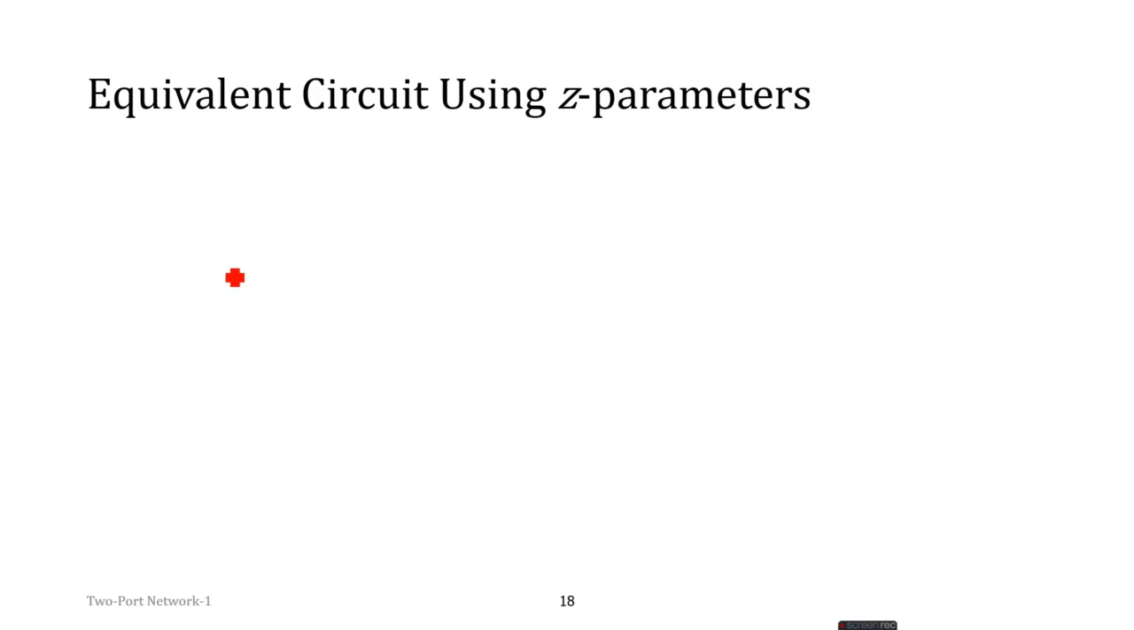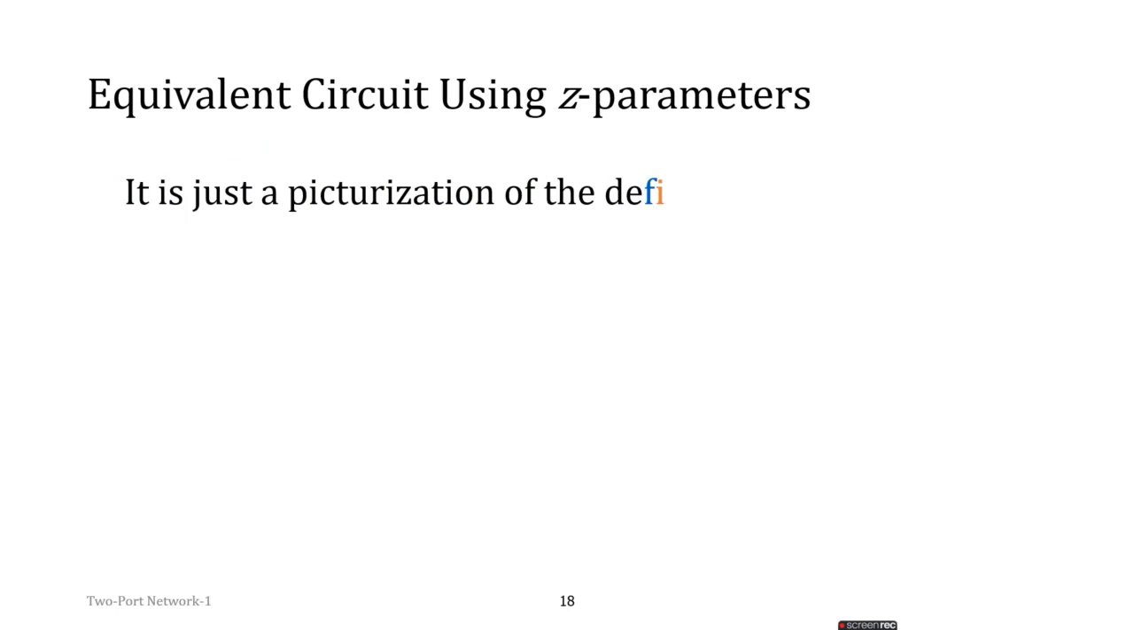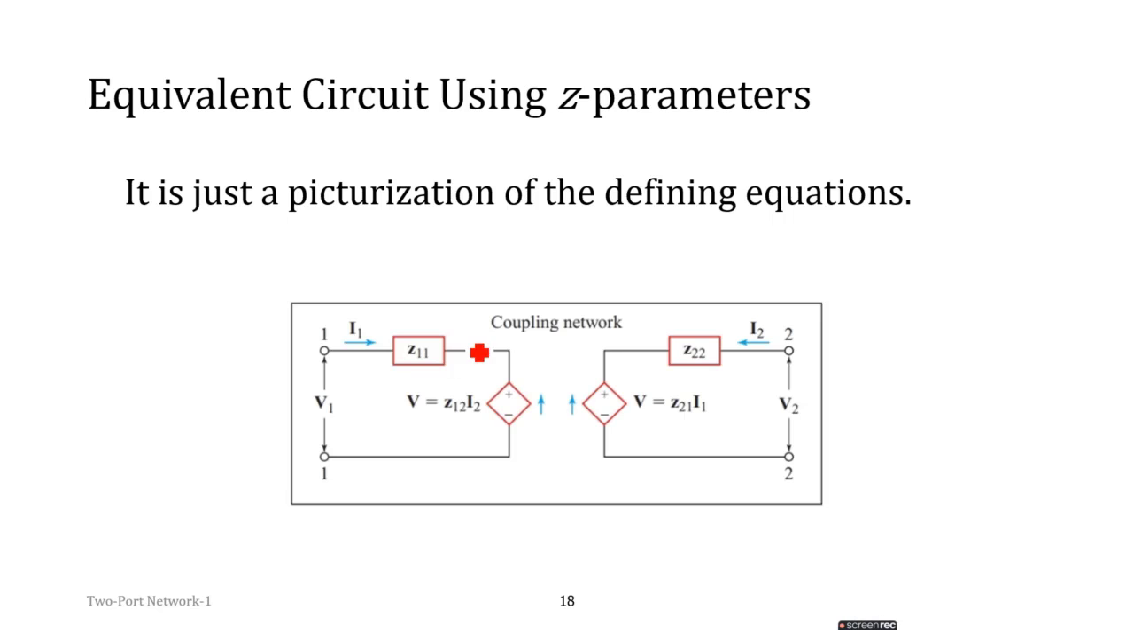It is important here, after every problem, you should draw the equivalent circuit using Z parameters. It is just a factorization of the defined equations. This is the equivalent circuit of this two-port network. You can see here, this is the two-port network. Here we'll find I2, here we'll find I1, and here it is V1, and here it is V2, and here the two-port network.